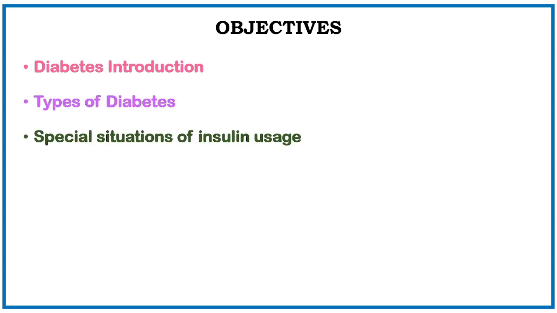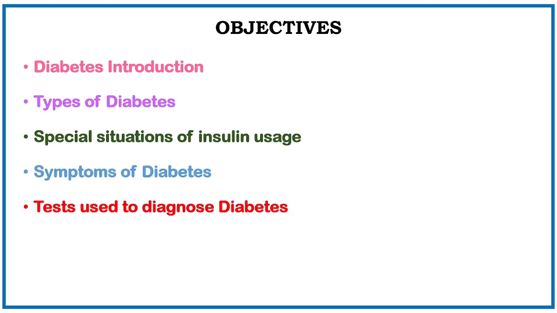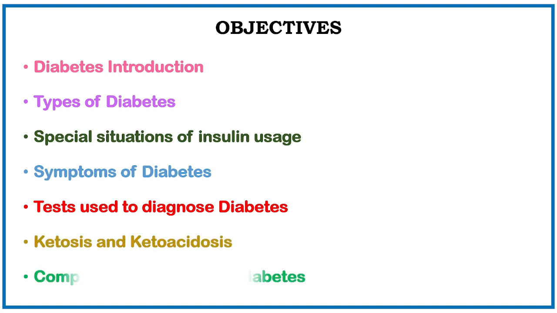Here, we are going to discuss diabetes under these topics: introduction of diabetes, types of diabetes, special situations of insulin usage, symptoms of diabetes, tests used to diagnose diabetes, ketosis and ketoacidosis, and finally complications that occur with diabetes.